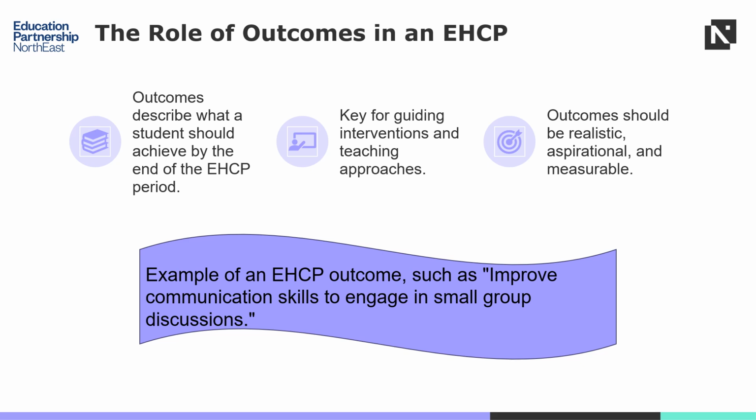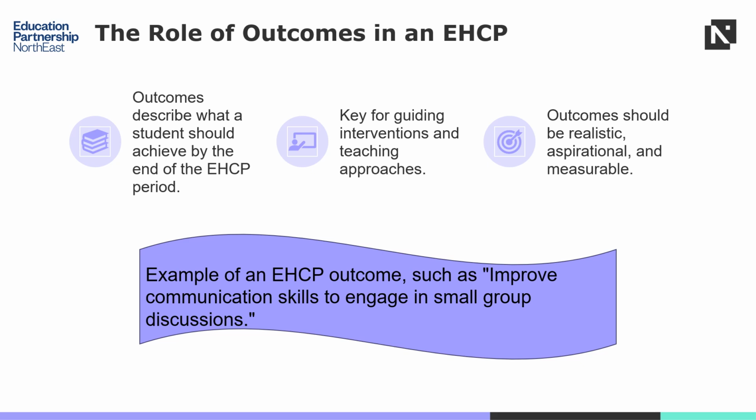Outcomes should be realistic, aspirational and measurable. You've got to remember when we're setting targets that we want our young people to achieve those outcomes. We want them to be motivated to achieve them as well. So therefore it's really important that we make them realistic, and they've also got to be aspirational.